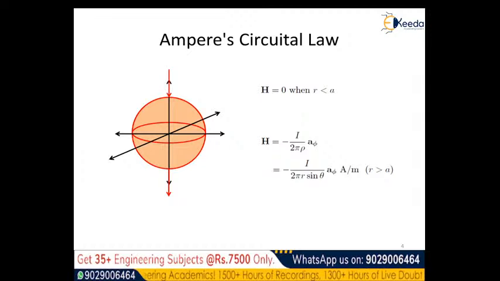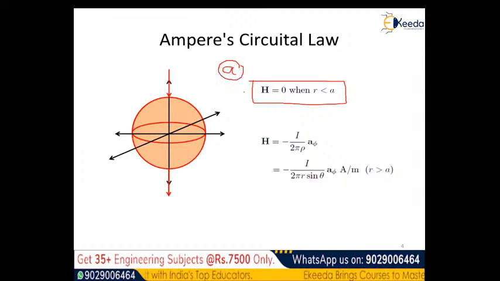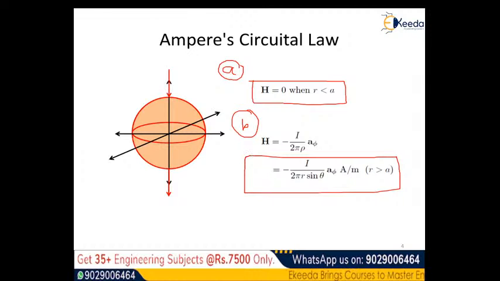and inside this particular loop or sphere there is no current, hence the answer is equal to 0. H is equal to 0, as we have already mentioned. This you can outline as the answer for part A of the problem statement, and this is the answer for part B.